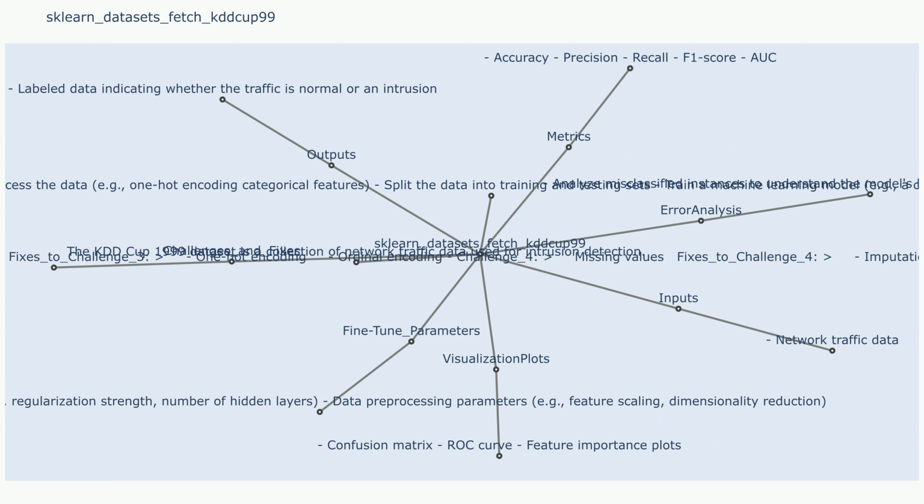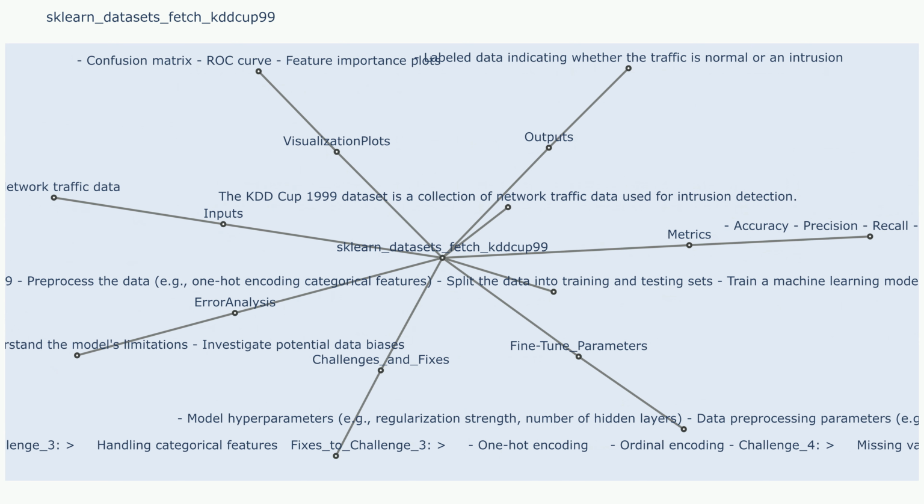Steps. Download the KDD Cup 1999 dataset from the UCI Machine Learning repository. Load the data into a NumPy array. Extract the features and labels from the data. Metrics. Accuracy: the percentage of correctly classified instances.